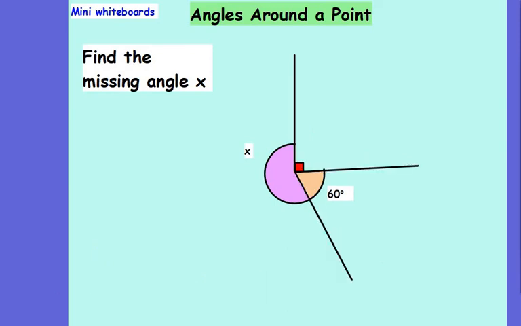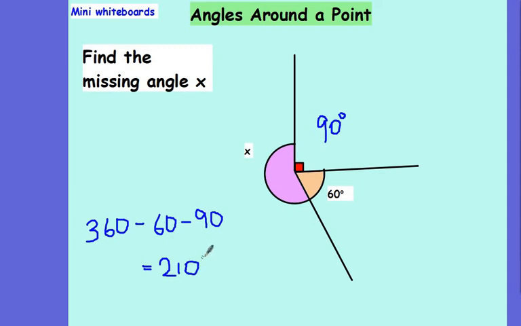Okay, year 7, how about now? What's the missing angle x? To start us off, Ione, what does this little square mean? Great, the little square means a 90-degree angle. So we know the little square is 90 degrees. We've been given this angle as 60 degrees. So to work out x, we need to do 360, take away 60, take away 90, which leaves me with 210 degrees.